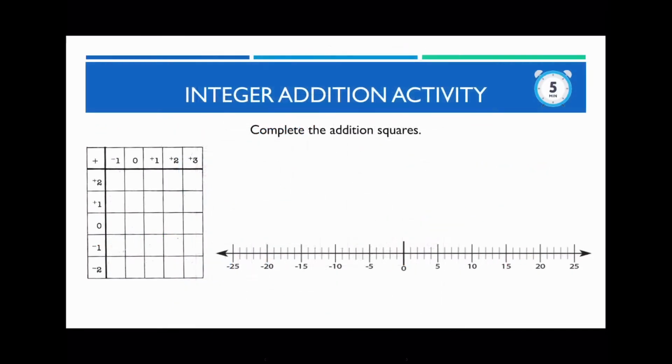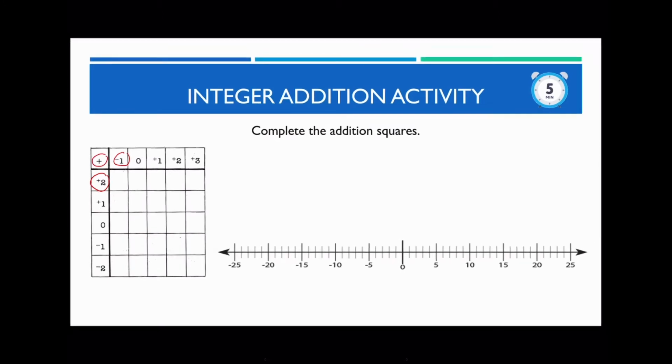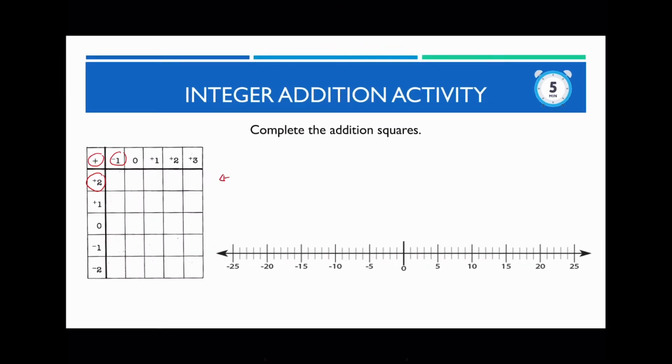Now, to complete this particular exercise, what you need to do is take the outside numbers and add them together. So to complete the very first row over here, I've got +2 plus -1. Now, as I said earlier, when you've got two different symbols right next to each other, this now becomes a takeaway sign.